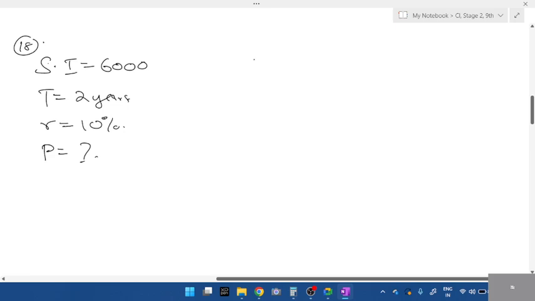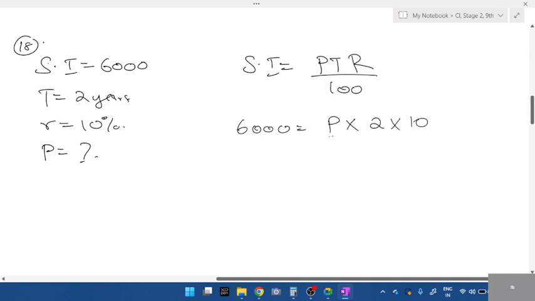SI is 6,000. What is the SI formula? PTR by 100. So keep 6,000 as it is. What is the P value here? It's not given. What is time? 2. Rate is equal to 10, divided by 100. Find the value of P, students.